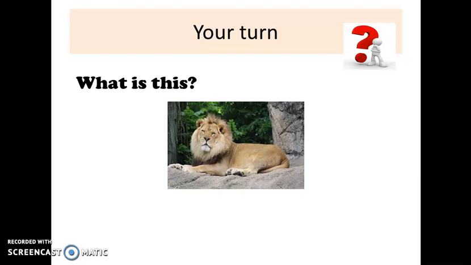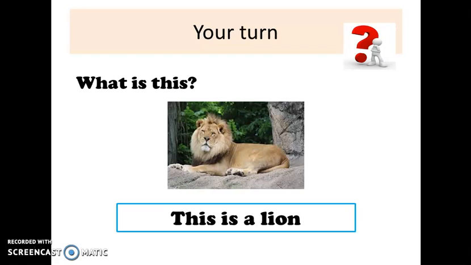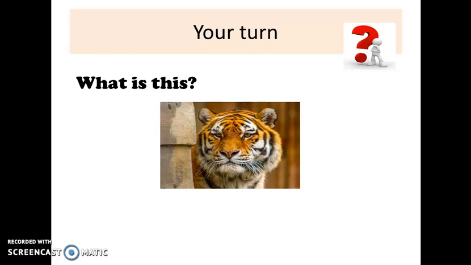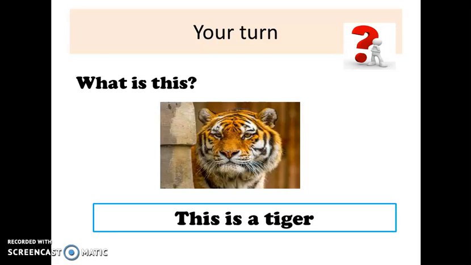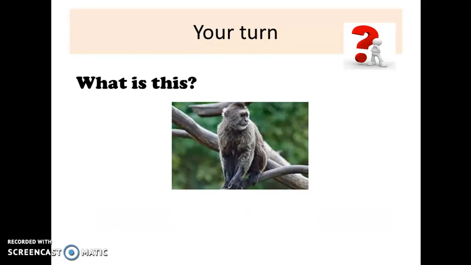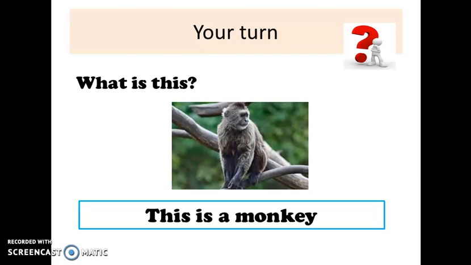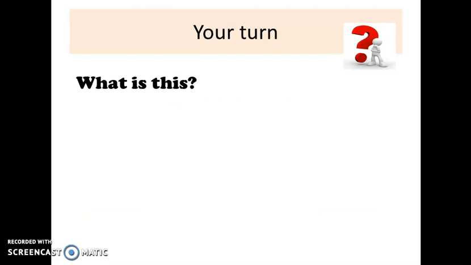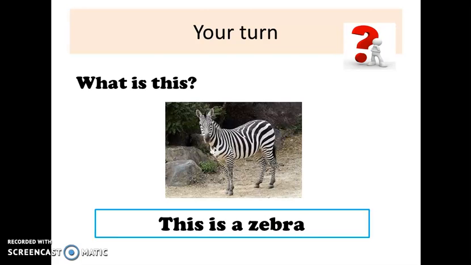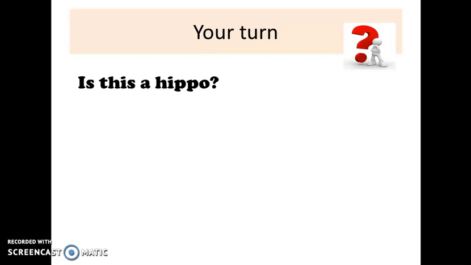What is this? ¿Qué es esto? What is this? A lion, ¿verdad? Respondemos entonces completo. This is a lion. What is this? This is a tiger. What is this? Very easy. Facilito. This is a monkey. Very good. What is this? A zebra. This is a zebra. Good.